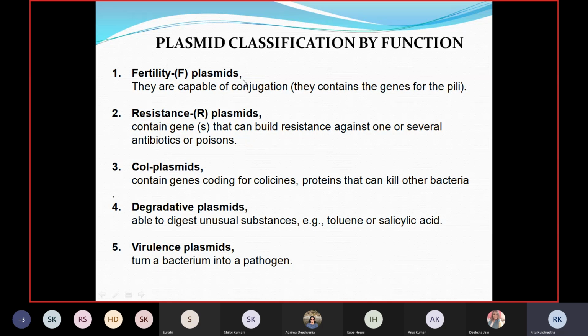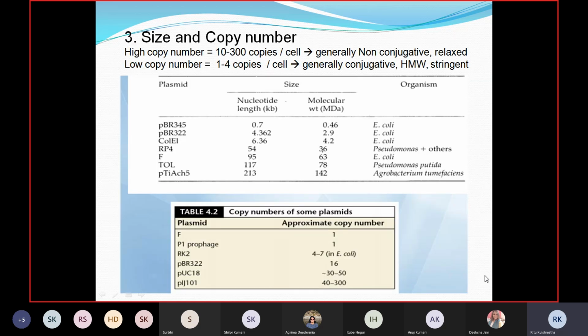They are fertility plasmids capable of conjugation. They are plasmids which provide resistance to certain antibiotics, to certain bacterial strains. They are plasmids which code for colicins that can kill other bacteria. They are plasmids which can degrade certain substances, and then there are virulence plasmids, etc. So these are just certain facts about plasmids.